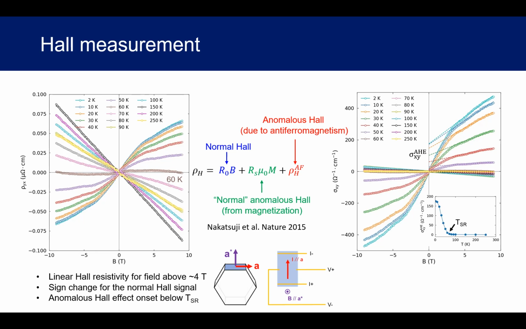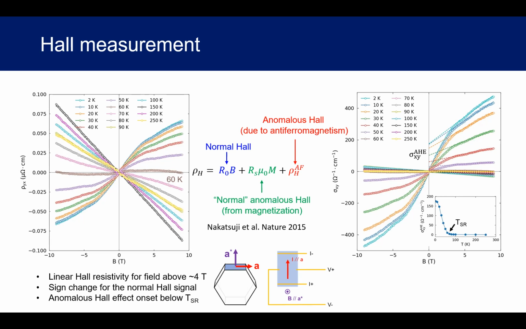According to this seminal paper, the Hall resistivity can be decomposed into 3 parts. The first one is the normal Hall resistivity, which is proportional to the magnetic field, and the second one is the anomalous Hall effect due to the magnetization, and the last one is the anomalous Hall effect due to antiferromagnetic response.